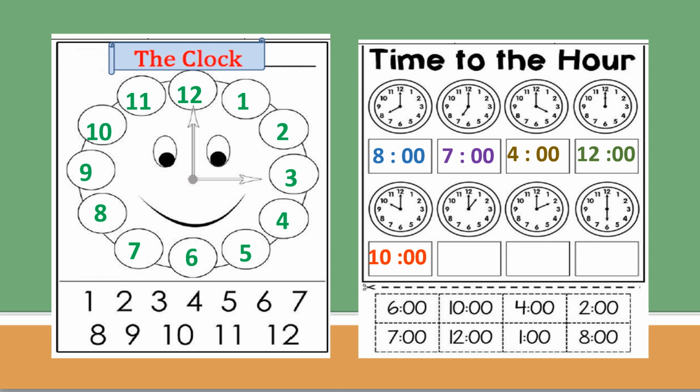Here, the short hand points to 1 and the long hand points to 12. In digital form, it means 1, 0, 0, 1 for hours, 00 for minutes. Here, the short hand points to 2 and the long hand points to 12. It means 2, 0, 0. The last clock here, the short hand points to 6 and the long hand points to 12. It means 6, 0, 0.